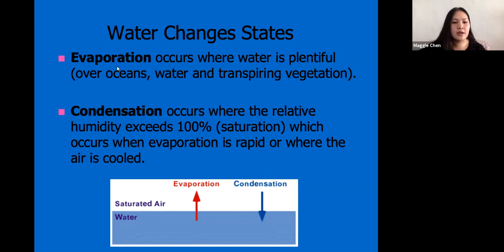Now if we're talking about condensation, this occurs when the relative humidity exceeds 100%, so past saturation. Last lab we touched on saturation, where there's a perfect amount of water in the air, or oxygen in the atmosphere and in water, and it's at equilibrium. But now if there's more water in our atmosphere, this is when condensation happens, when evaporation is rapid, or when air is cooled. So that's another one.